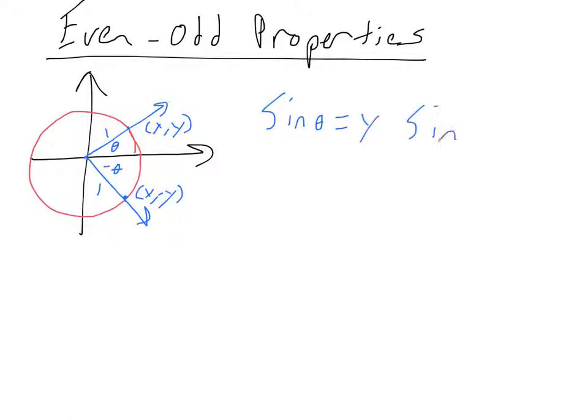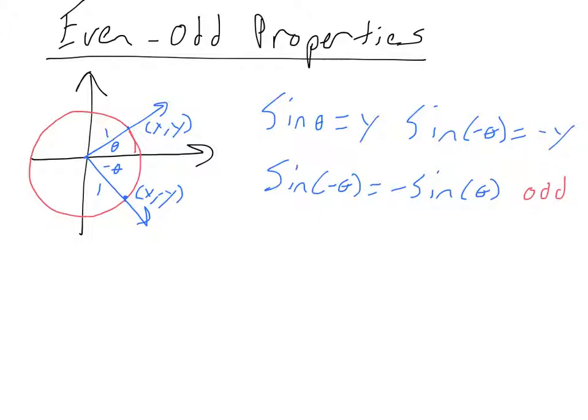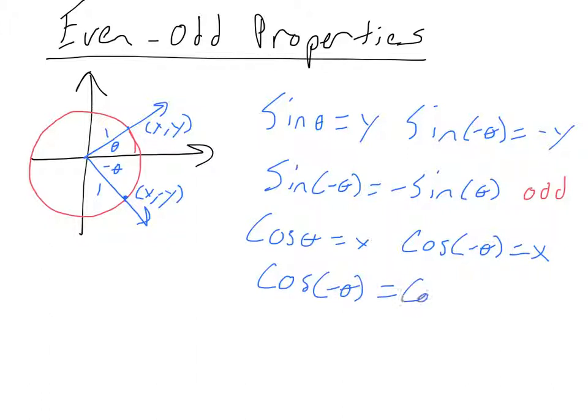What's sine of negative theta going to be equal to? Negative y, right? So we're saying that they're opposites of each other, so sine of the opposite of theta is equal to negative sine theta. So sine is an odd function, and we're going to assume that its graph will have symmetry about the origin. Now on the other hand, cosine theta is equal to x, and cosine of negative theta is also equal to x. So we're saying that cosine of negative theta equals cosine theta, right? So cosine is an even function, right?